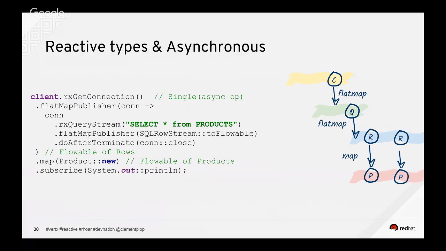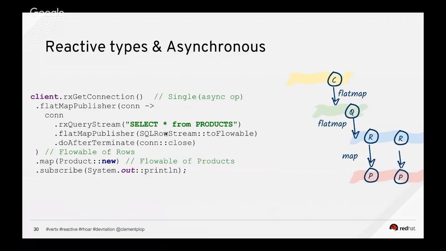So typically, if I want to rewrite my JDBC or my database interaction, first I need to get a connection. So I will use this method here that gives me a single, so a stream of one with the connection. Once I have my connection, I say, okay, execute this query here, select star from products, so get all the products, get all the stream of row and transform it to a flowable, so to a stream. And when I'm done iterating over the stream, just close the connection.